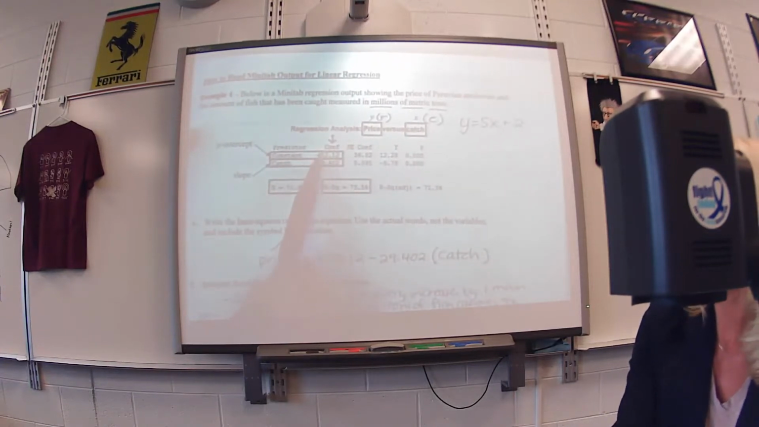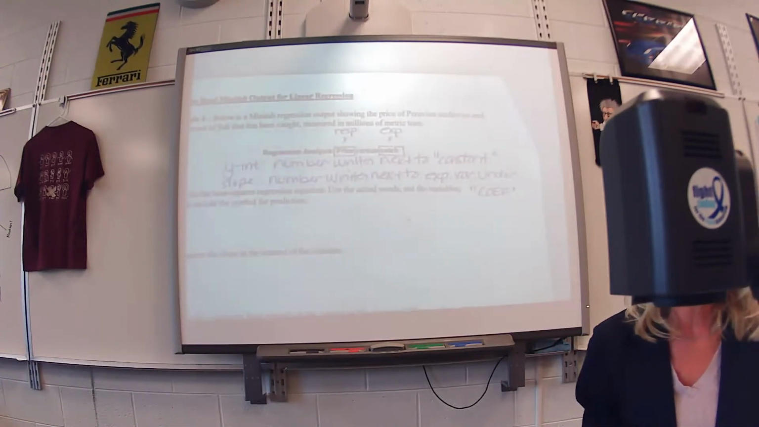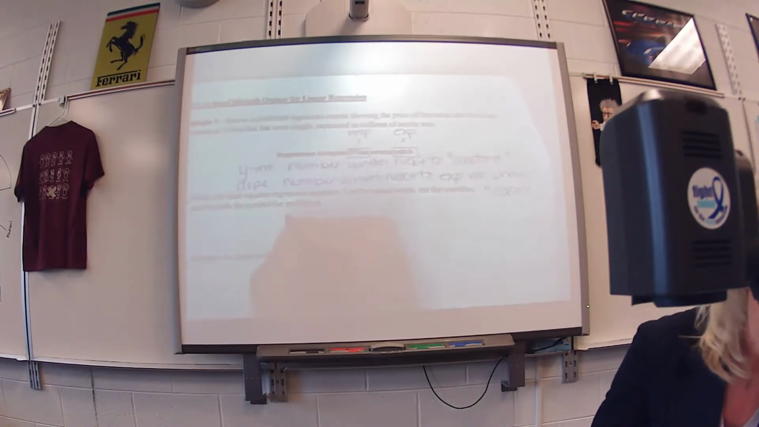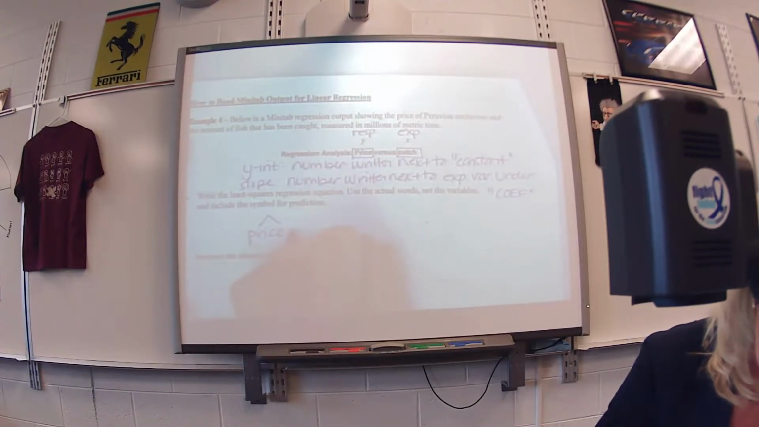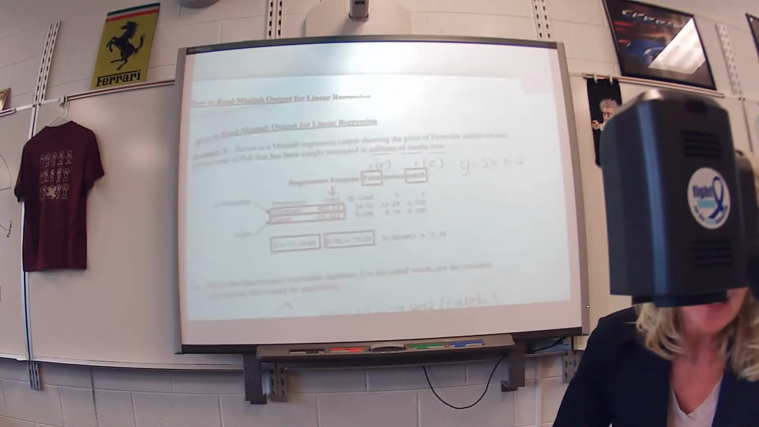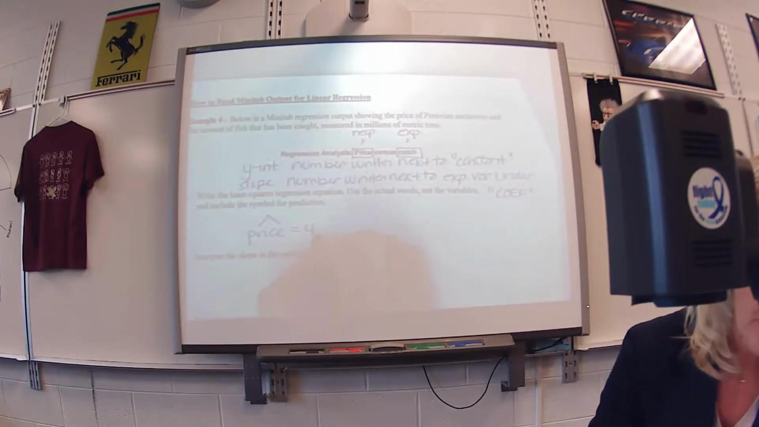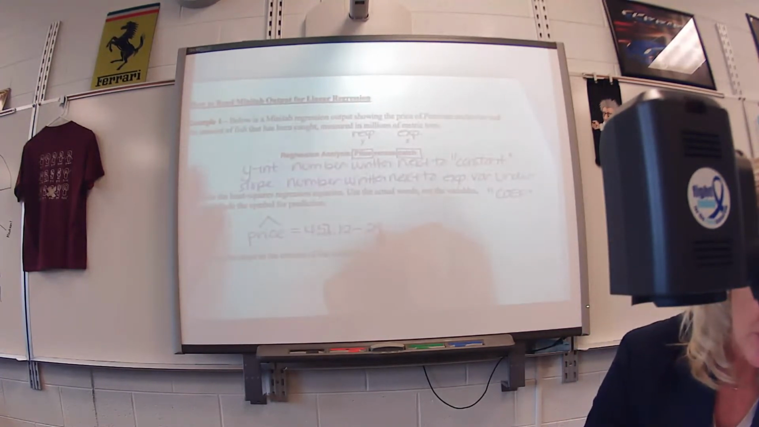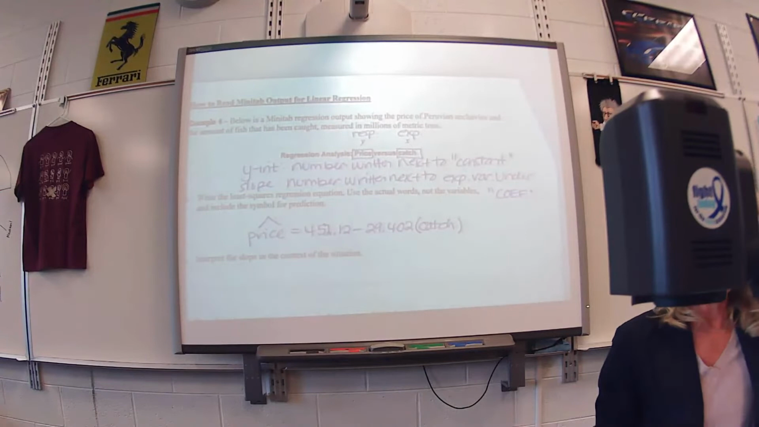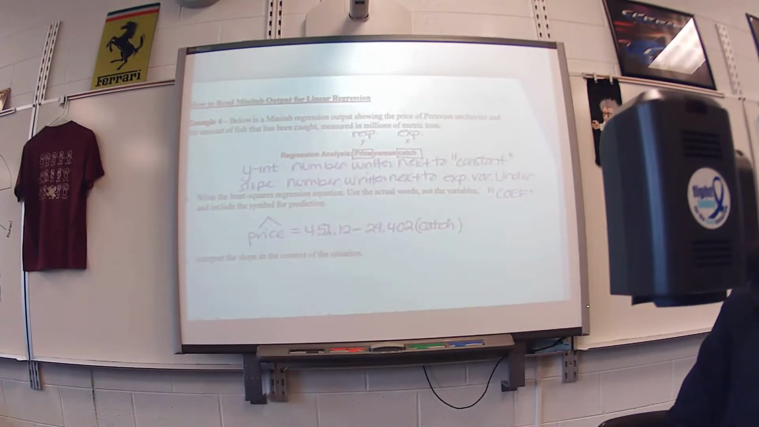So when I look at this right here, my y-intercept is 452.12. My slope is negative 29.42. So when I want to write the equation, I will be predicting price. The y-intercept is given as 452.12. The slope is given as negative 29.402, and that is written next to the word catch because we're counting how many fish, or how many anchovies, we catch.